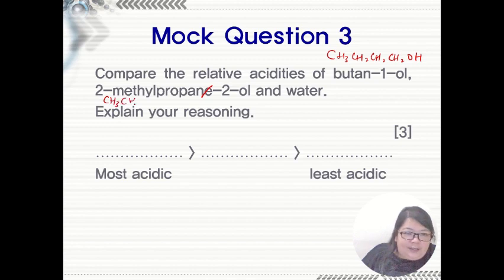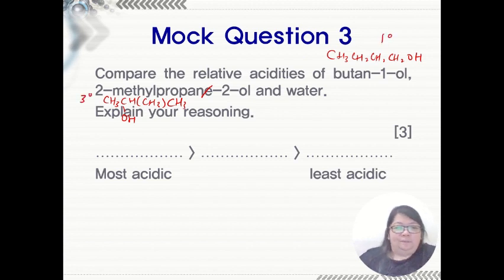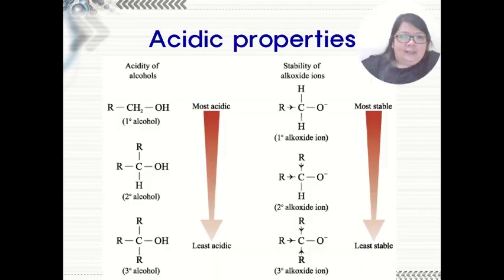CH3, C, CH3 again, CH3, then OH. So it is 4-carbon too, right? But this time, the OH is bonded to a carbon that has 3 alkyl groups. This one is a primary alcohol. This is a tertiary alcohol. So how do we compare? Before we answer this, I'll go through an explanation.